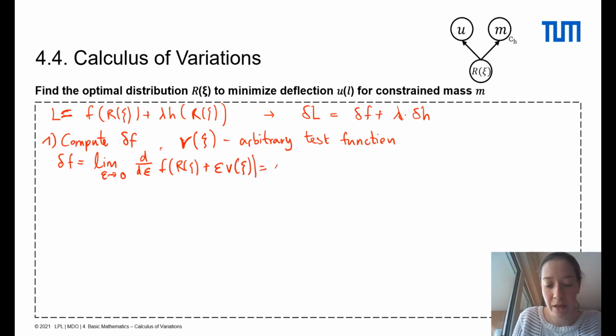So we go step by step. At first, we just use f, which we have given on the last slide, and plug in, instead of r in the integral, we just use r plus epsilon times v.